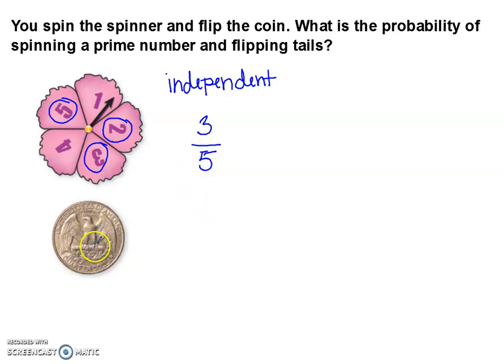There are 2 sides to this coin. One of them is tails. The probability of flipping a tails is 1 out of 2.